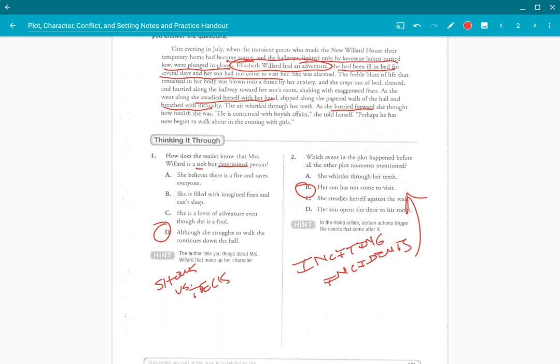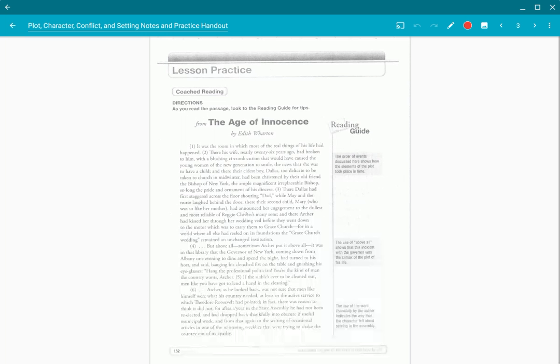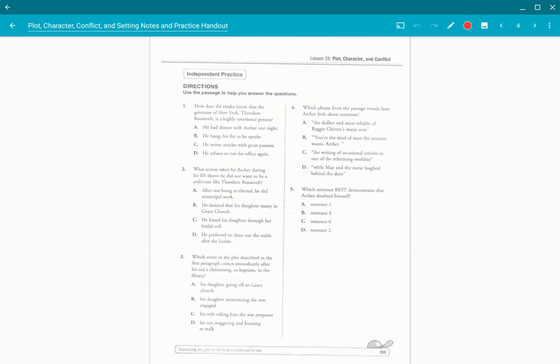All right, let's go on to the next page. Here's a brief passage from The Age of Innocence by Edith Wharton. Again, we're talking about plot here. So look for details, series of events, any elements that you think help you better understand a character, and then answer questions numbers 1 through 5. Our goal here is to get 3 out of 5 correct. So pause the video here, read the passage, answer the questions, and then when we come back, I'll go over them.